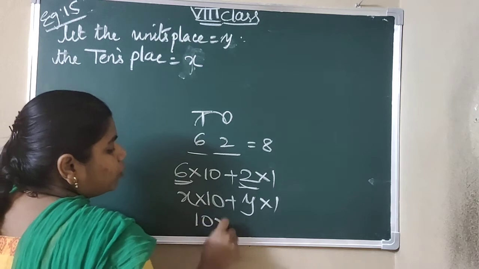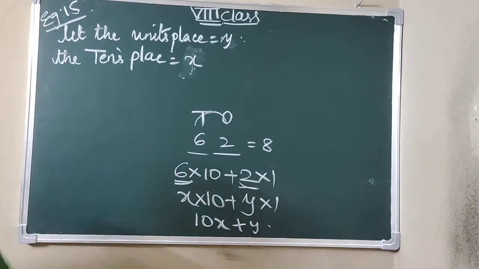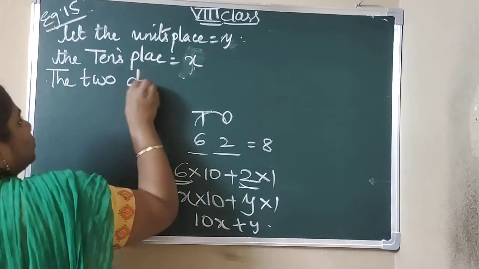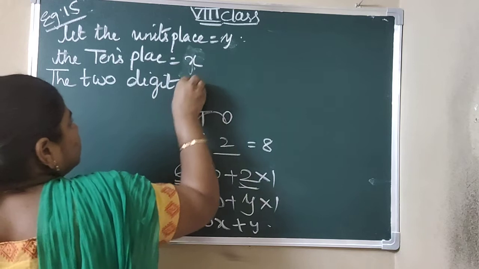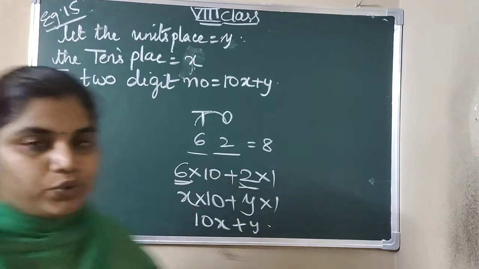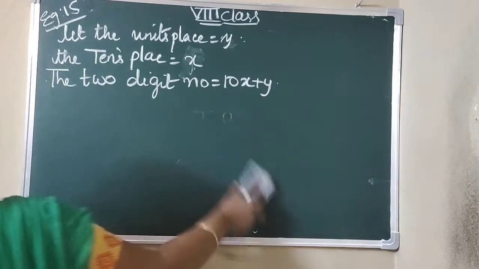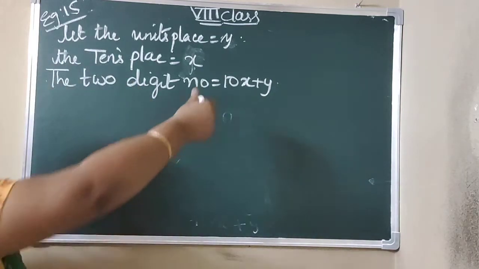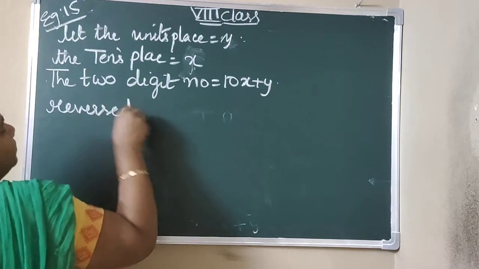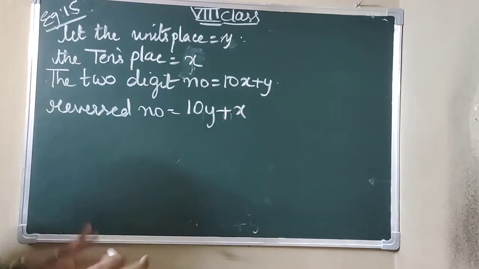That is, you can write it in the form of 10x plus y. So what is a two digit number? The two digit number will be 10x plus y. Okay, so this is our two digit number. And what they told is, if 18 is added to the number, the digits will be reversed. So what is the reversed number here? The reversed number will be 10y plus x. Only the digits will be reversed.